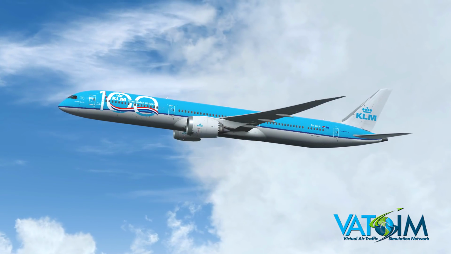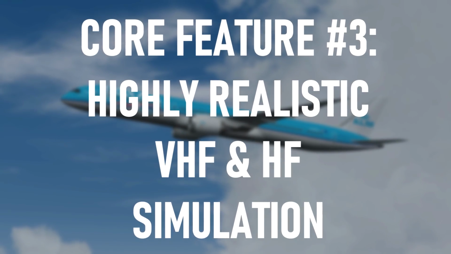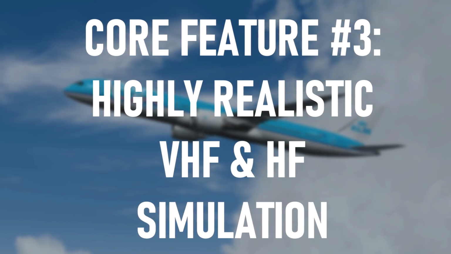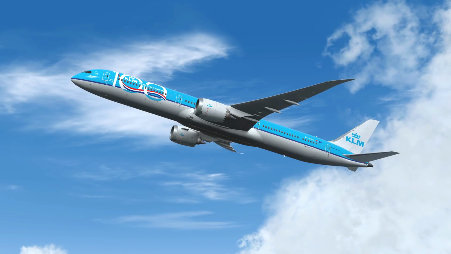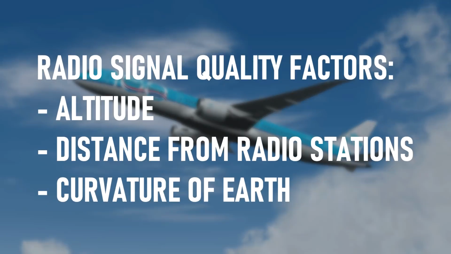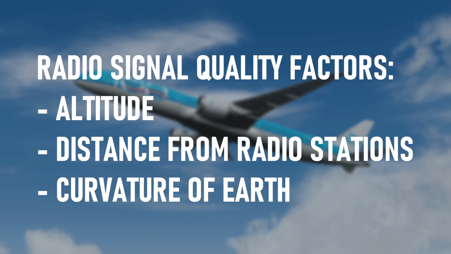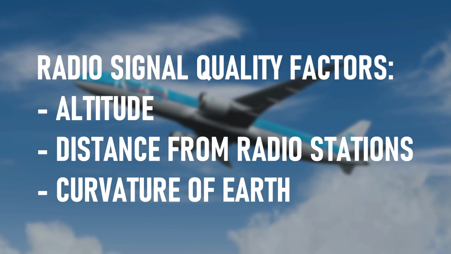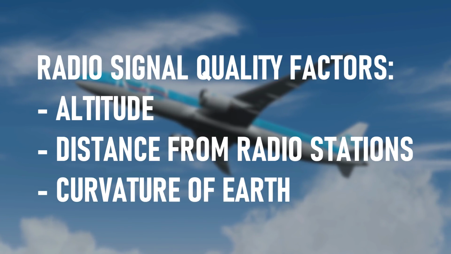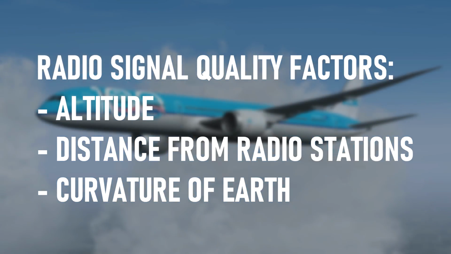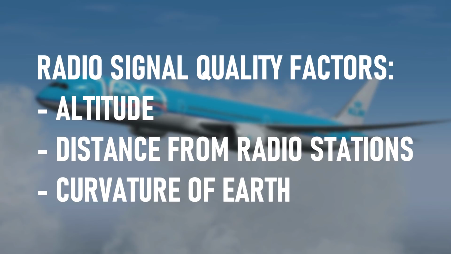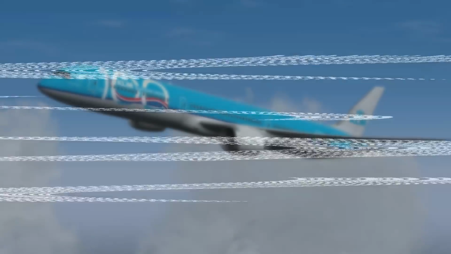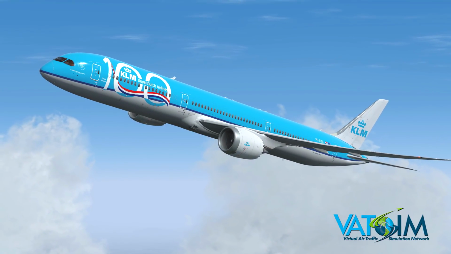The third core feature is all about realistic simulation of VHF and HF. Behind the scenes there's a lot going on simulating how an actual radio would work. For example, the transmission quality increases or decreases with altitude, distance from the radio towers or other radio stations, and even with the curvature of the Earth. If you want to know more about these technical details, make sure to check out the videos in this series about basic and advanced radio theory.